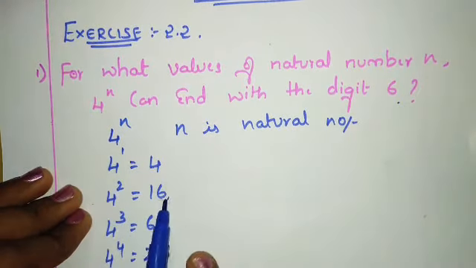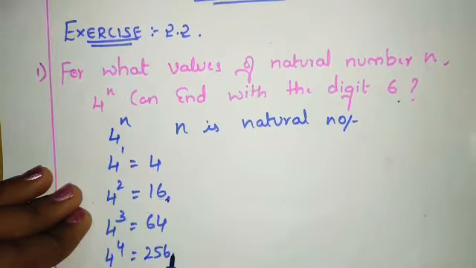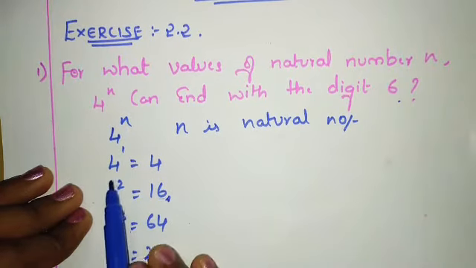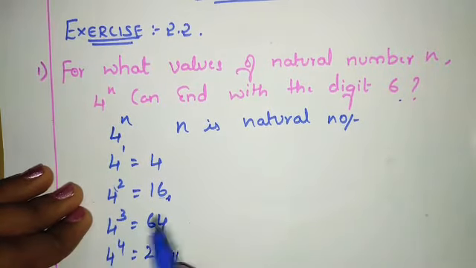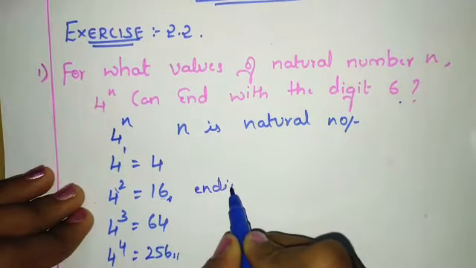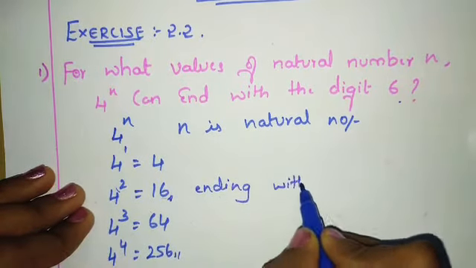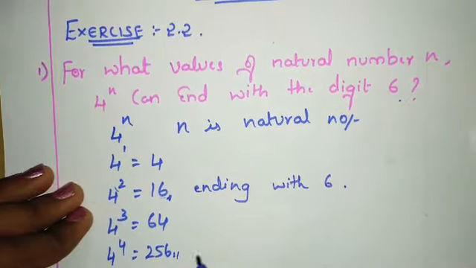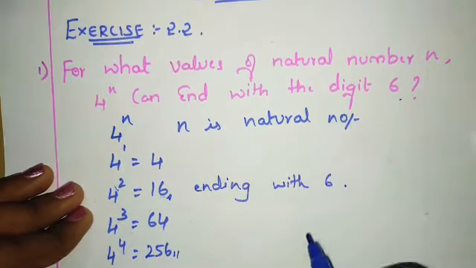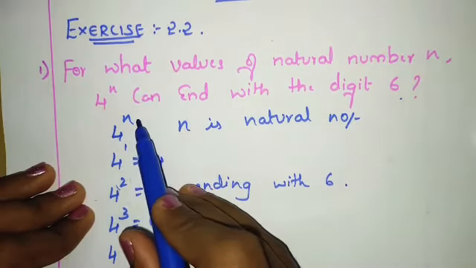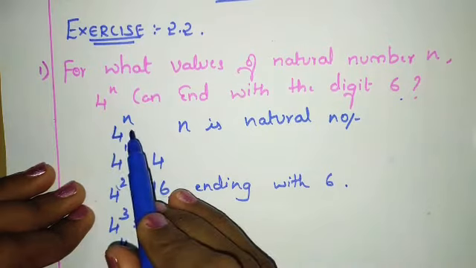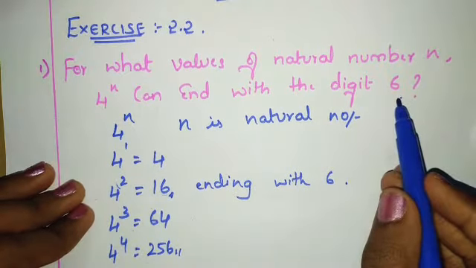See here, this ends with 6. Here, this ends with 6. Which means, look at these numbers 2 and 4. See, these numbers are what? Even numbers. So this is ending with 6. Correct? And even this is also ending with digit 6. Which means when it is an even natural number, 4 power n, then it ends with the digit 6.